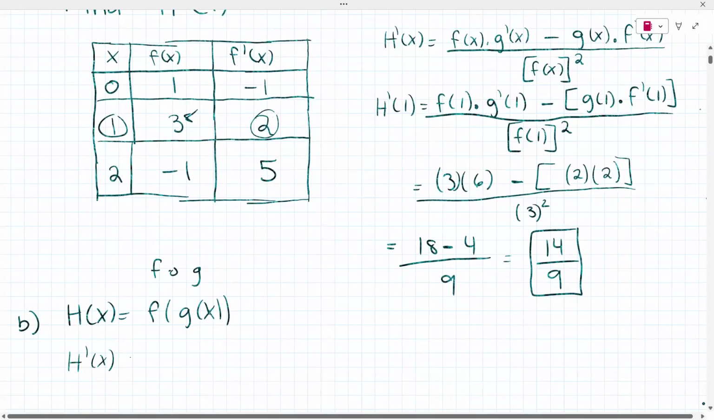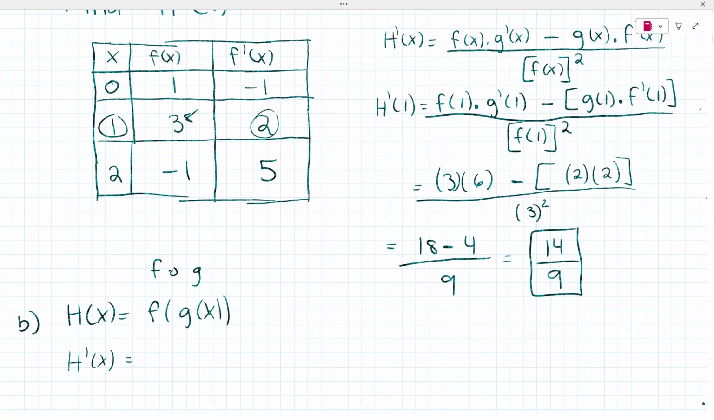So let's find h prime of x. How do you take the derivative with the chain rule? It's just f prime of g times g prime. And then they want you to find h prime of 1. It's pretty simple. It's just f prime of g of 1 times g prime of 1.